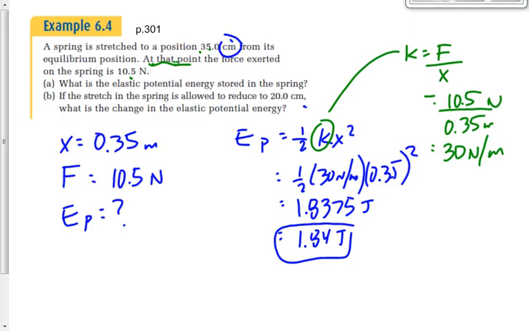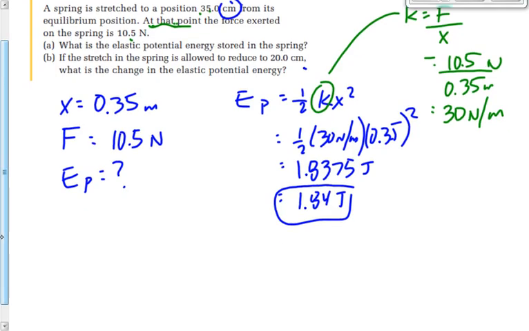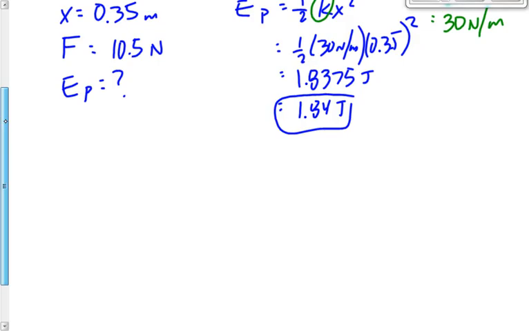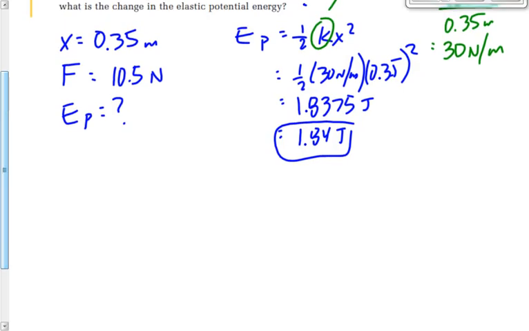B says that the stretch in the spring was allowed to reduce to 20 centimeters. What's the change in elastic potential energy? Now let's get the new potential energy. This is what it was. The new potential energy would be 1/2 kx squared. Do we know what k is in this case? Sure we do. Have we switched the spring? Or have we switched the elastic?